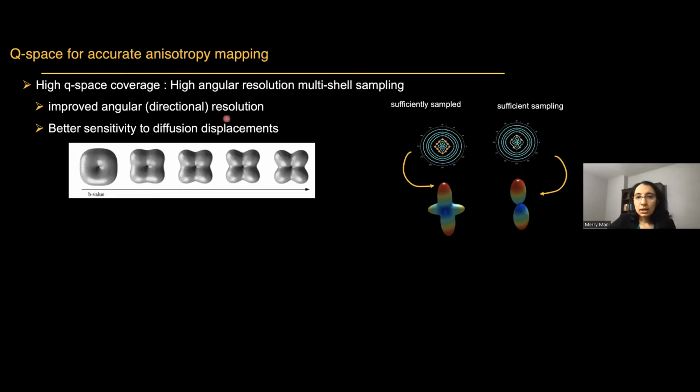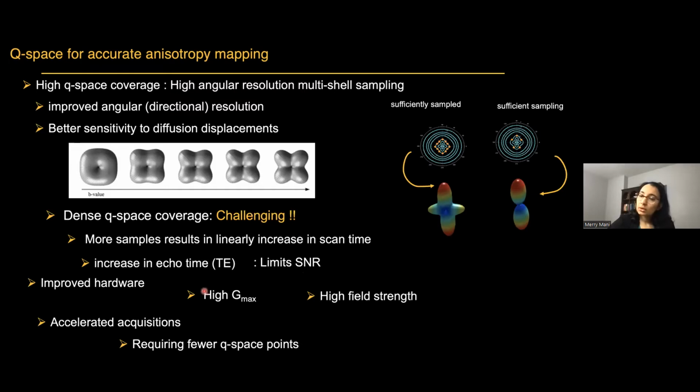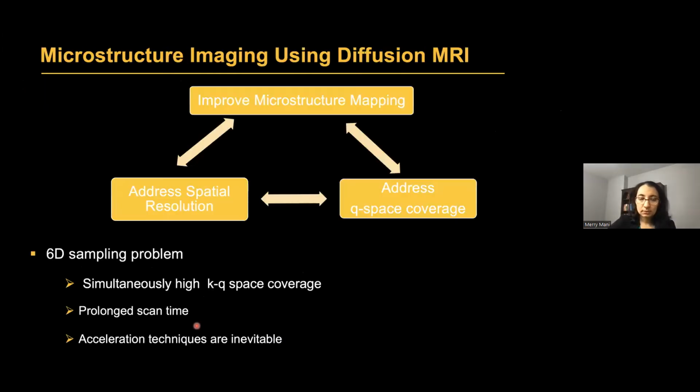Similarly, you need to have high or multi-shell sampling, which improves your sensitivity to the diffusion displacements. So you need dense coverage both along and within each of the shells. But this is challenging because as you collect more samples, you are increasing your scan time. Also, as you go for high B values, you have a long echo time, again limiting the SNR. So again, the solution is either to go for improved hardware that can provide high G max, or go for accelerated acquisition where you somehow collect fewer samples but reconstruct more samples than you collected.